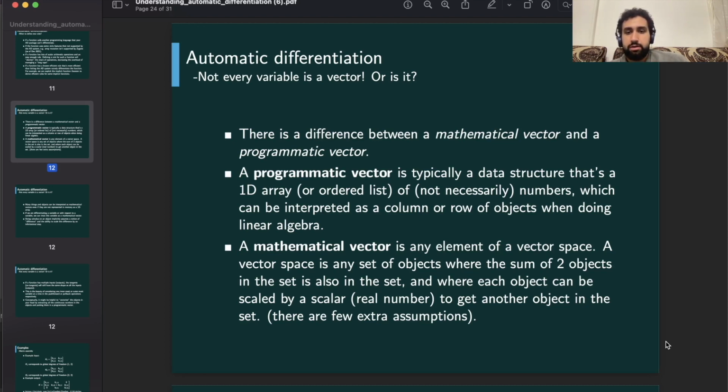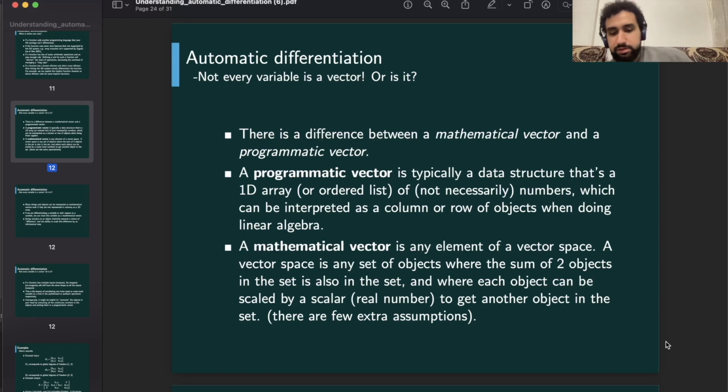So a programmatic vector is typically just a data structure that closely resembles what most people associate with the word vector, right? This can be a list of numbers or an array of numbers, and you can treat it as a column or a row vector when doing linear algebra, for example, and that's all cool and normal. But there is another type of vector that's much more general and perhaps a more correct characterization of the word vector. And that's the mathematical vector.